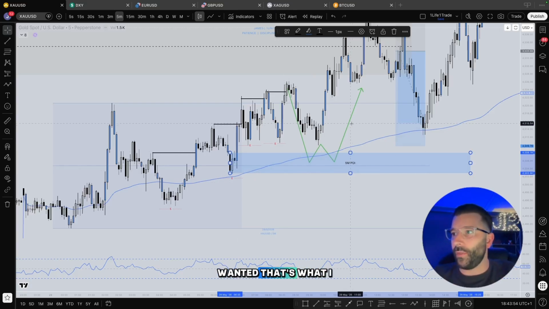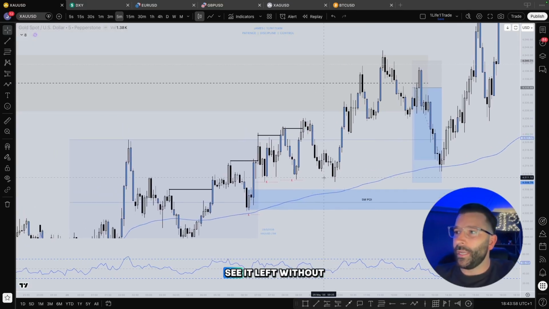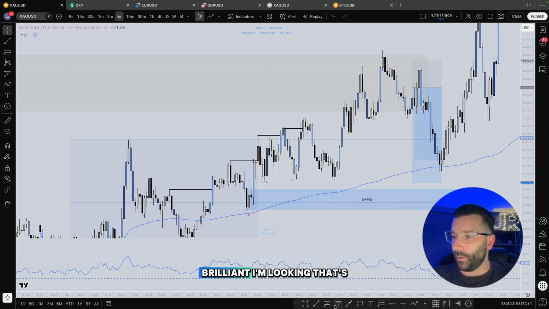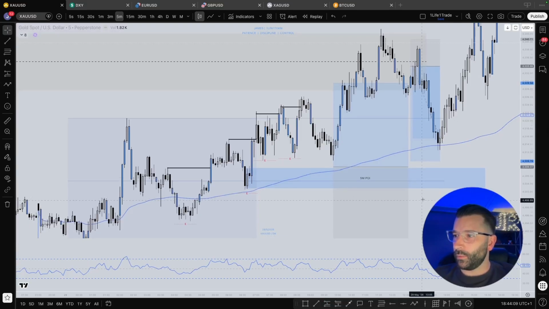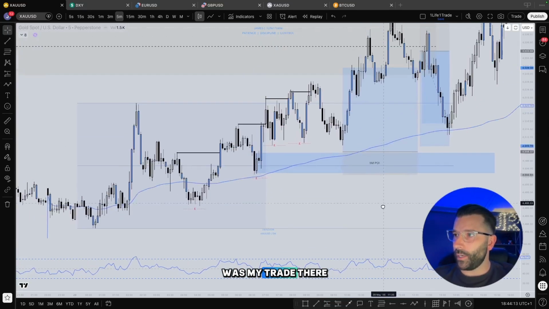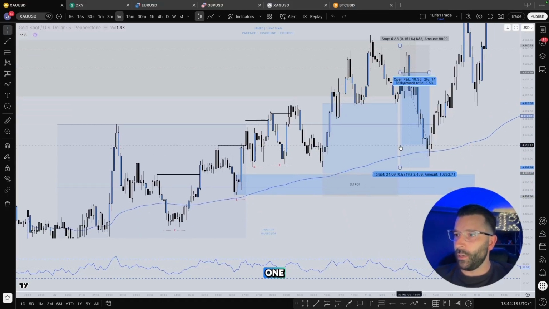So that's what I wanted. That's what I really wanted. Let's get rid of that. But as you can see, it left without it, and I was a bit gutted, because as you can see, it came right down here, and I thought, right, brilliant. That's where I was going to get in. Cool. How big's that stop loss? That was my trade there. Minimum to go to there. So it'd have been a nice 3-to-1, and it stopped there.